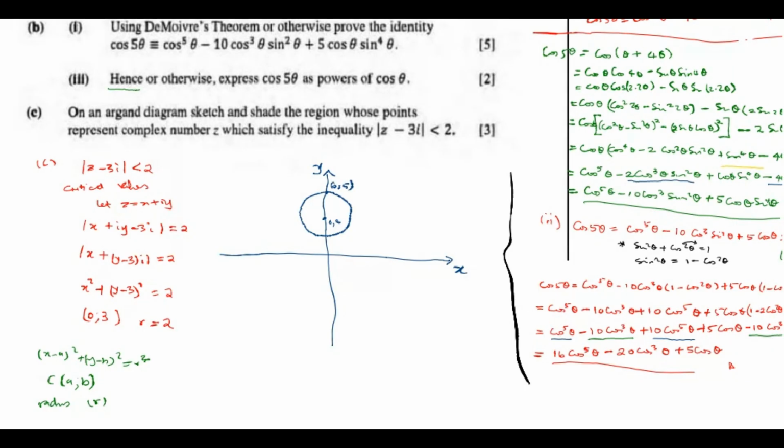But that's the circle, and the inequality is saying it's less than 2, so it means we will have to shade inside the circle. That's how our Argand diagram is going to be in this case. We shade inside the circle.